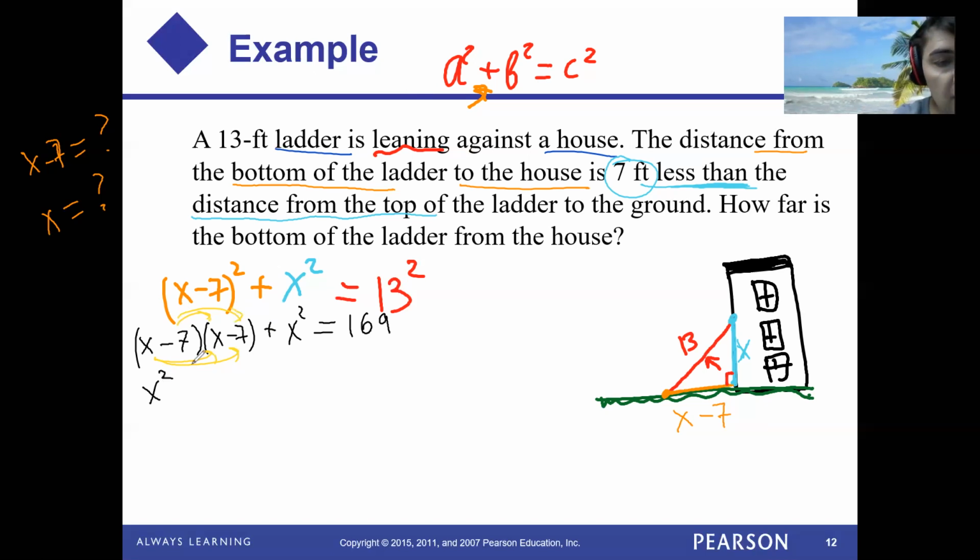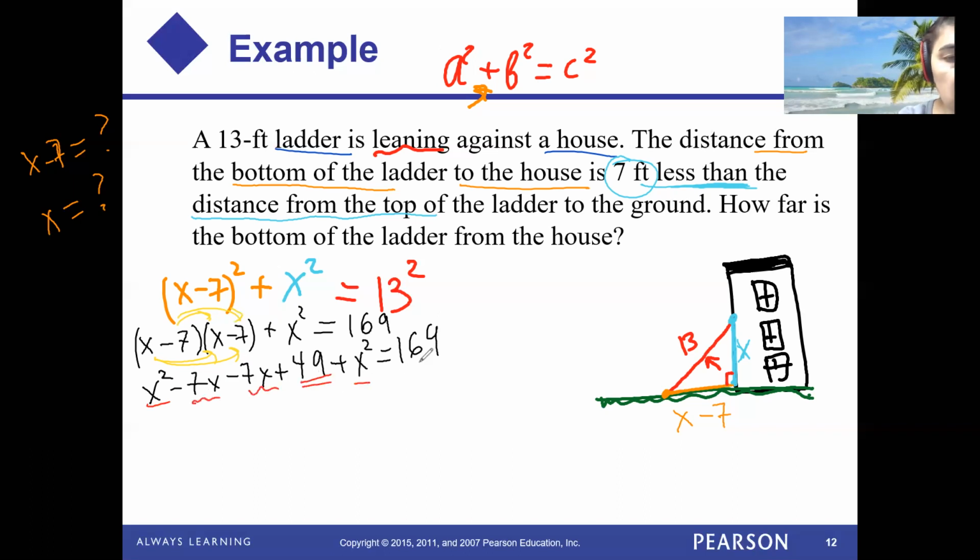Okay, so distributing: x squared minus 7x minus 7x plus 49 plus x squared equals 169. Next thing, you need to combine like terms, right? So let's combine the like terms. This and this are the same. This and these are the same. And those are the same type of numbers. You combine them. So what we're going to get is 2x squared minus 14x plus 49. Let's do it in steps.